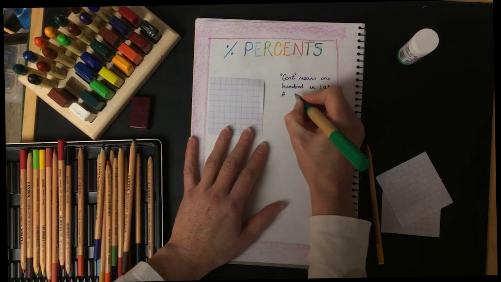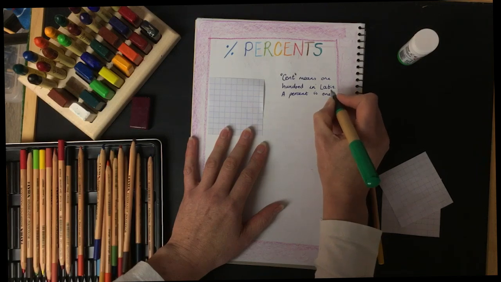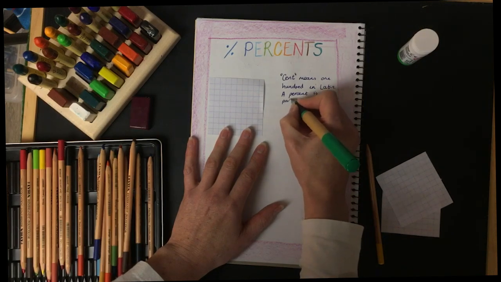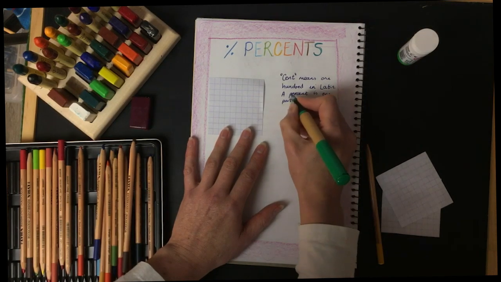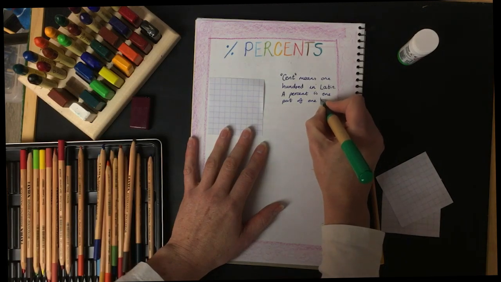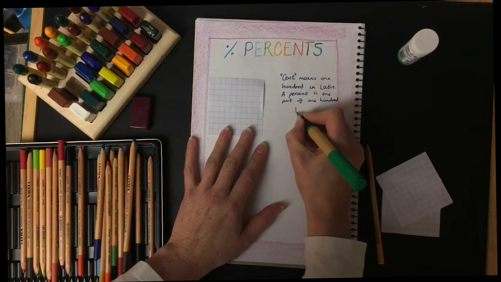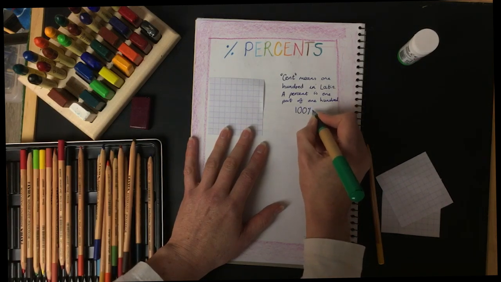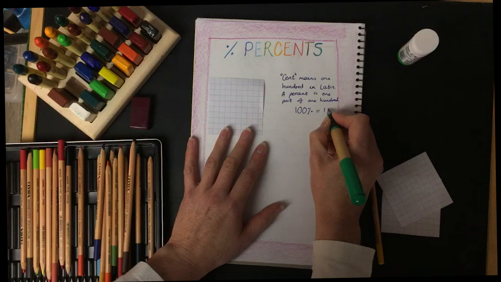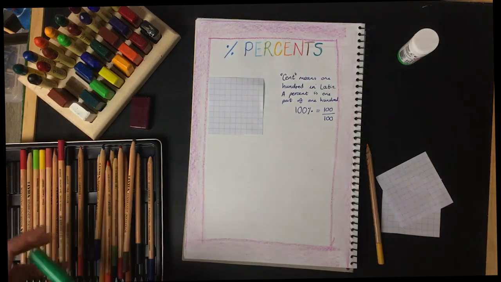So let's write that down. A percent is 1 part, well, 1% is 1 part of 100. So you could say 100% is equal to, if we wrote that as a fraction, 100 over 100. I really hope this helps you, for those of you that are struggling with the concept of percents.